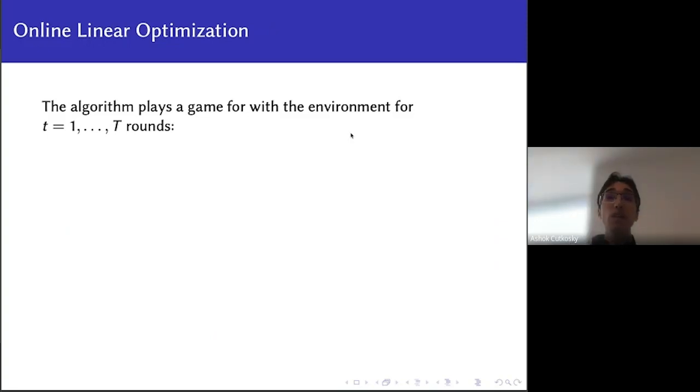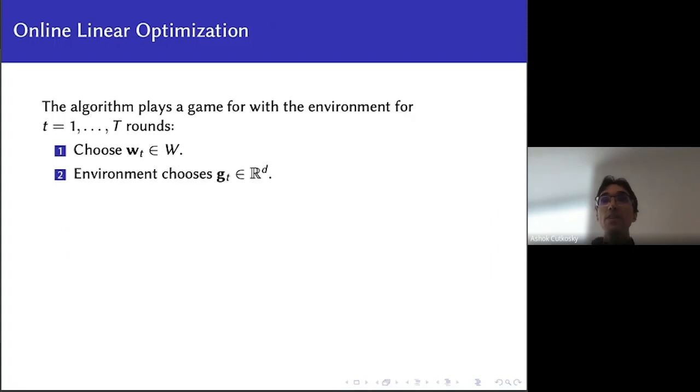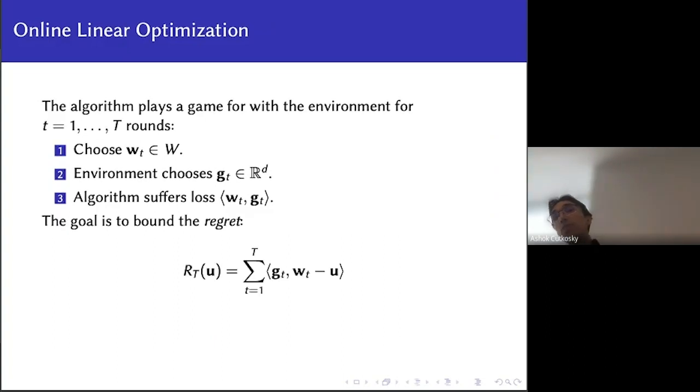It's a game that we play between a learning algorithm and an environment for capital T rounds. In each round, the learning algorithm will choose a vector w_t in the space W. Then the environment will choose a loss vector g_t in R^d, and the algorithm will suffer a loss that's the inner product between the two. The goal is to bound this thing called the regret, which is the total loss suffered by the algorithm minus the total loss suffered by some constant fixed comparator point u. So it's just this linear sum. If we make this sum small, then we'll say that the algorithm is doing well. It has low regret. It's a good online learning algorithm.